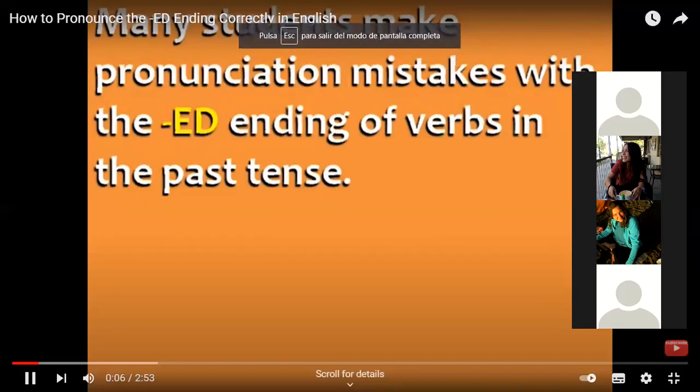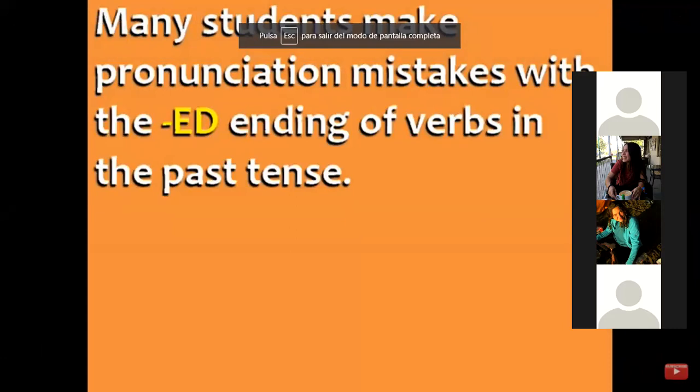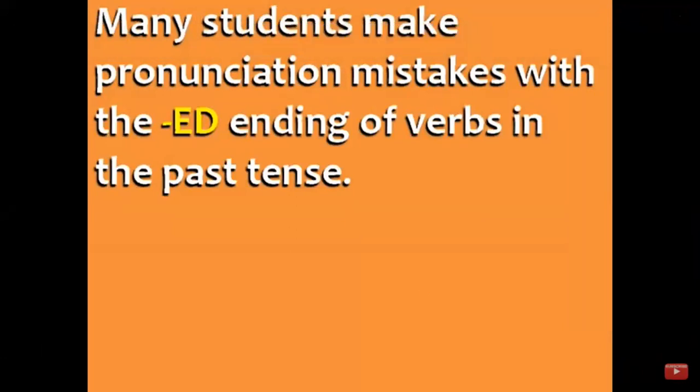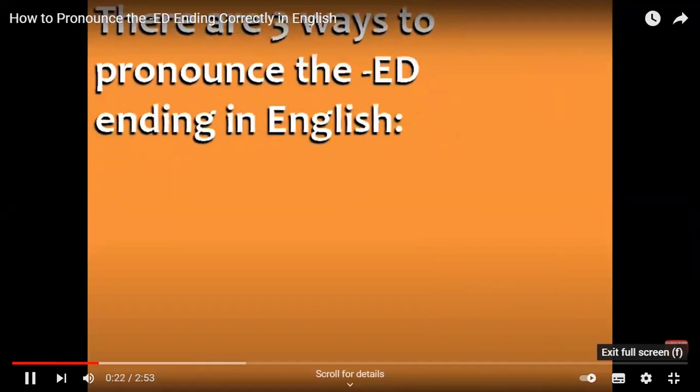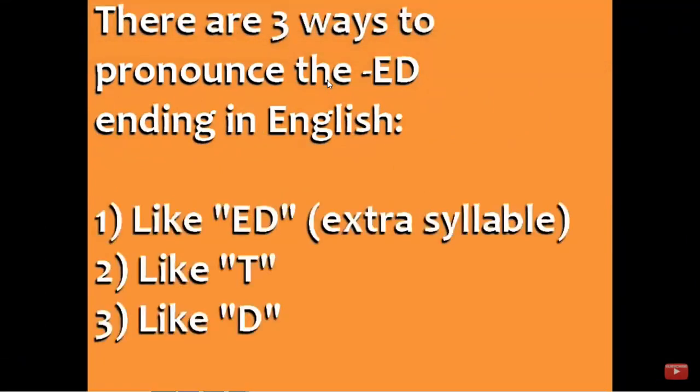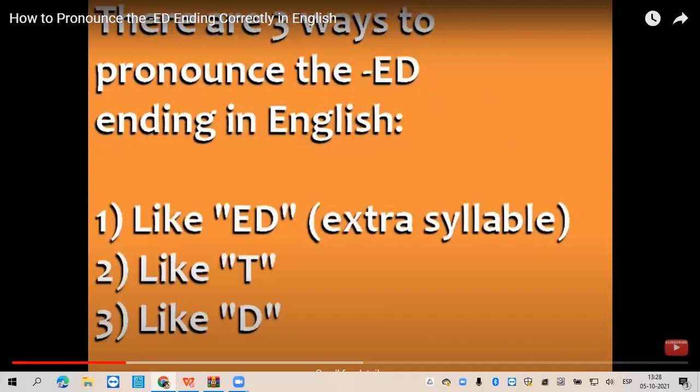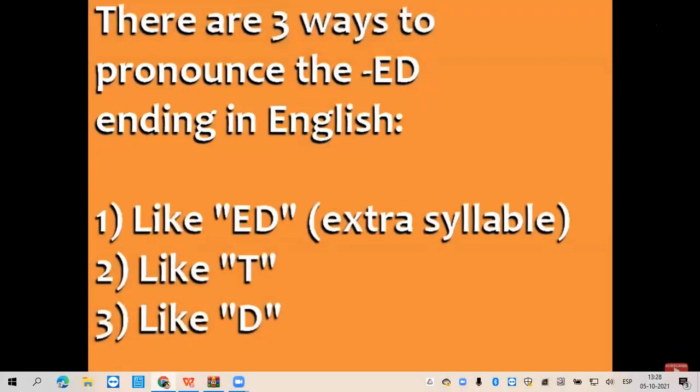Many students make pronunciation mistakes with the ed ending of verbs in the past tense. If you learn to pronounce ed correctly, your spoken English will sound more natural. There are 3 ways to pronounce the ed ending in English: like ed with an extra syllable, like t, and like d. Let's look at each case individually.